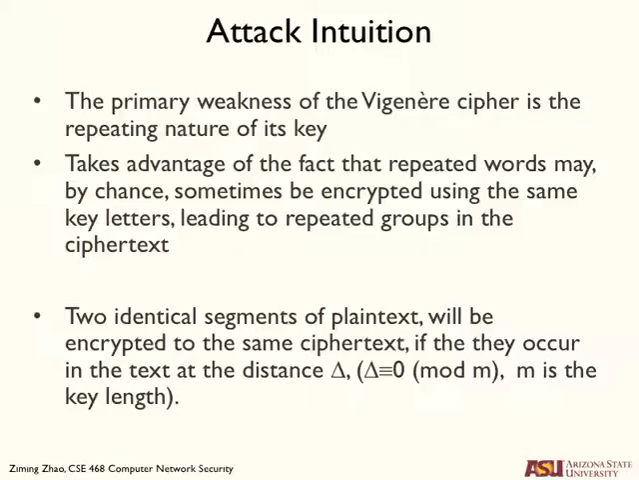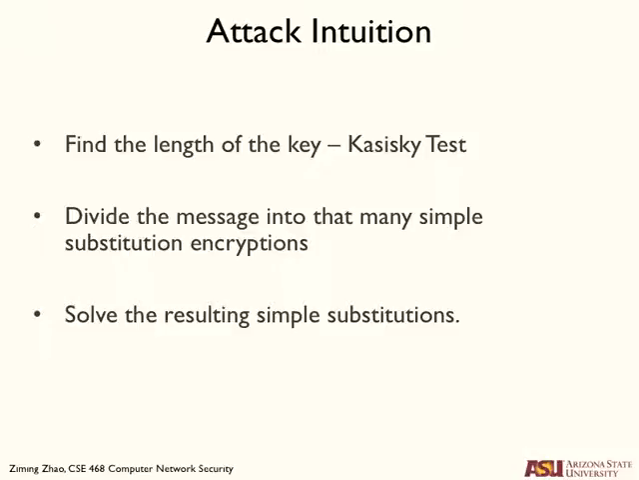The method to attack it is called the Kasiski test. The purpose of the Kasiski test is to find the length of the key, which is the first step to crack this Vigenère cipher. After we find the length of the key, we can divide the message into many segments. Each segment we can treat as a simple substitution encryption. Then we can solve them one by one.